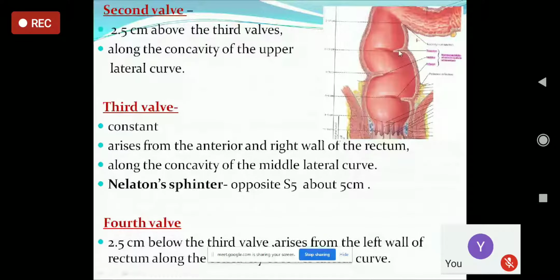As I told you, it surrounds the anus between the perianal skin, look at your skin and subcutaneous tissue. So these are the external piles.